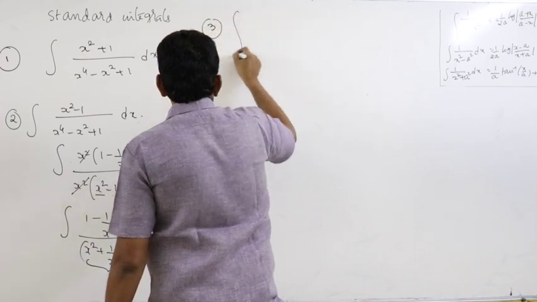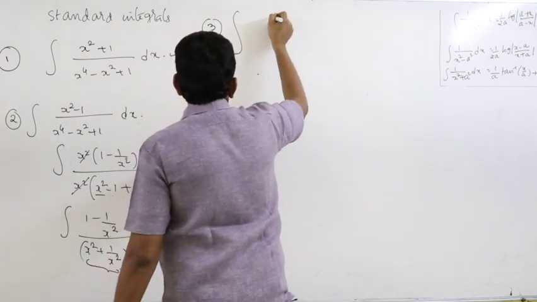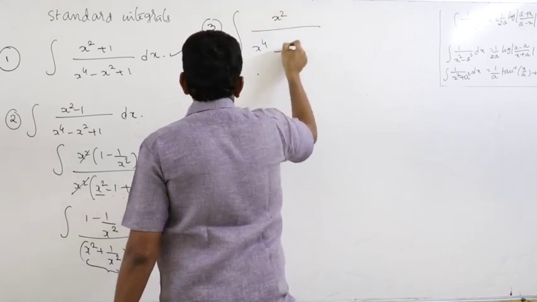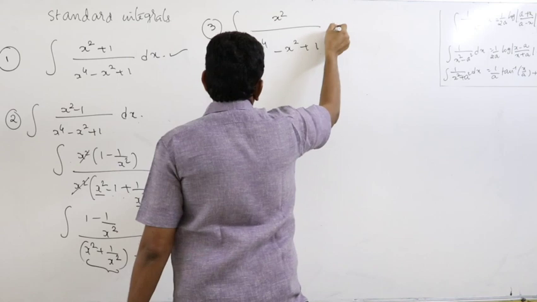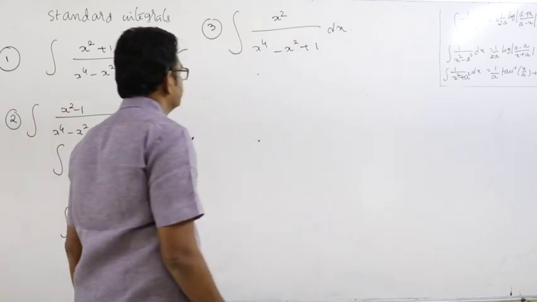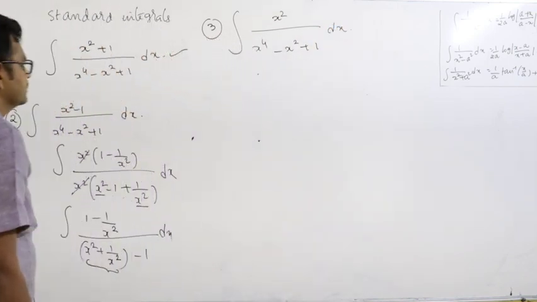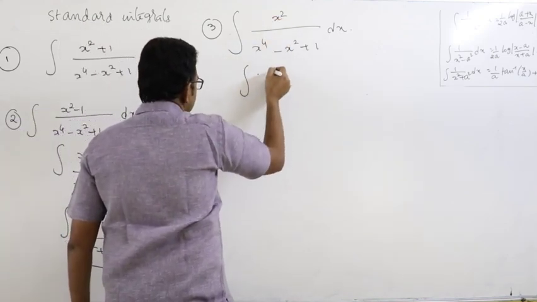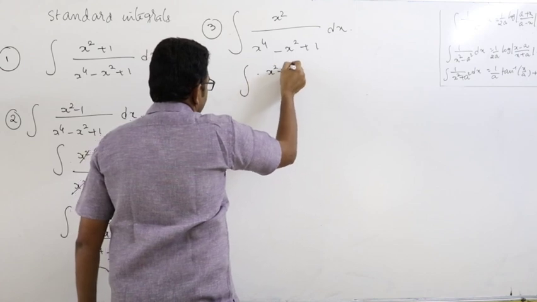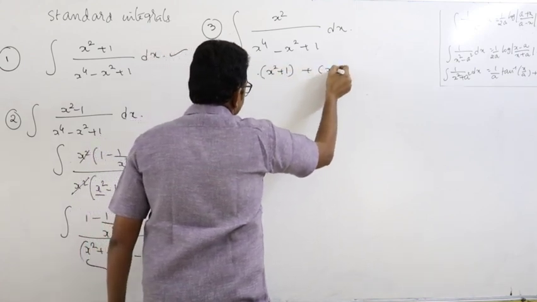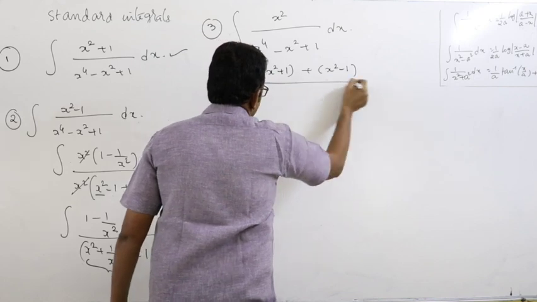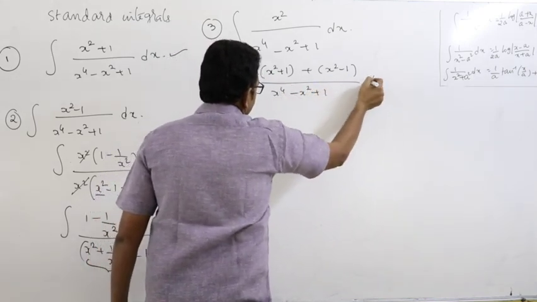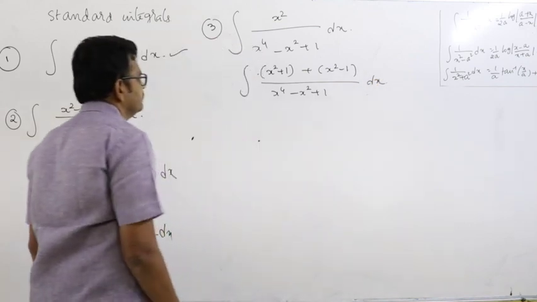Third problem, integral x square by x power 4 minus x square plus 1 dx. This you write as x square plus 1 plus x square minus 1 by x power 4 minus x square plus 1 dx.